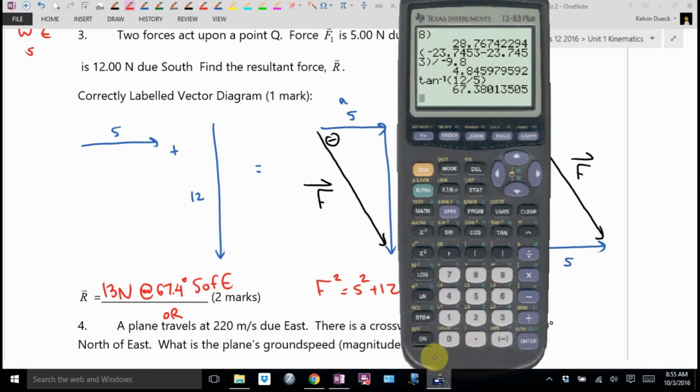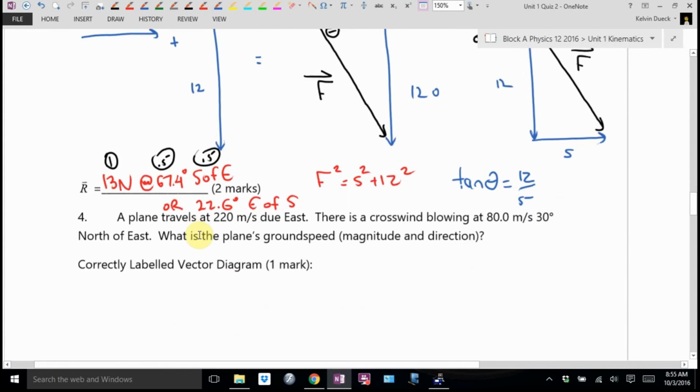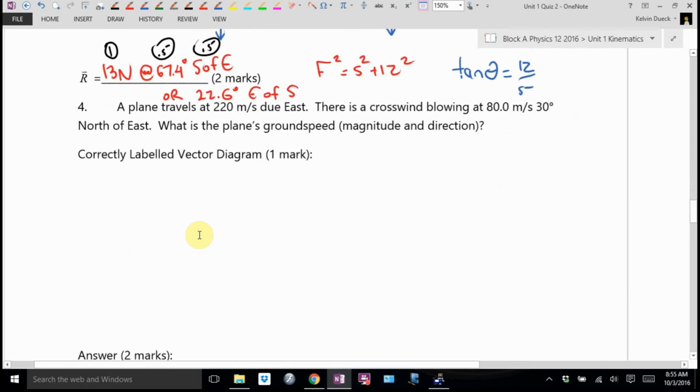Or I would take 90 minus this, 22.6 degrees east of south. Typically the way I mark these, 1 mark for the magnitude, half mark for the theta, and a half mark for the what of what. Okay. Number 4, Mr. Dewick.